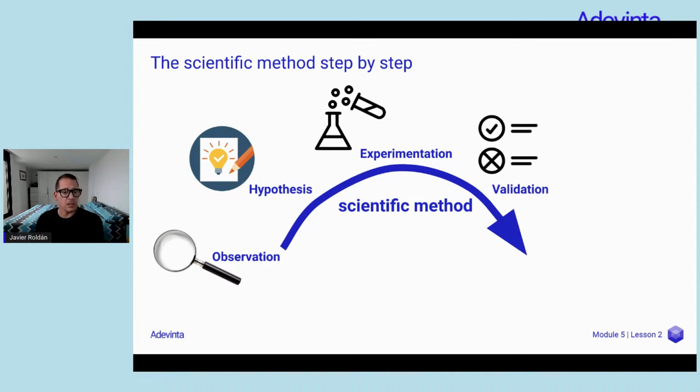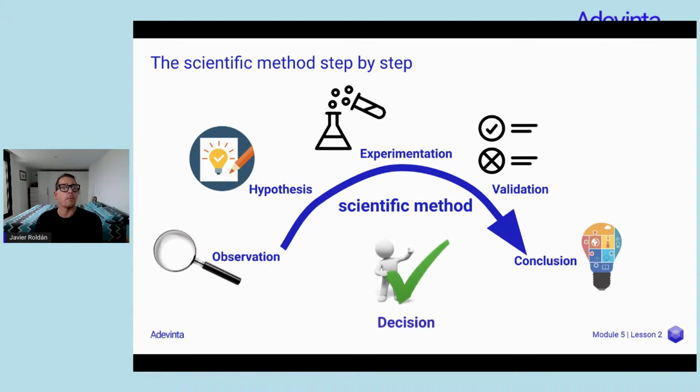with the results that we have obtained from the experimentation, we will decide if our hypothesis is true or if it's necessary to look for another hypothesis. And the last one, conclusions. A successful experiment has to allow us to make decisions. This is what makes the scientific method so powerful.